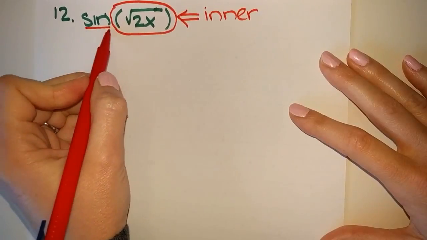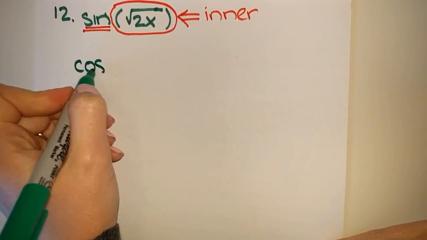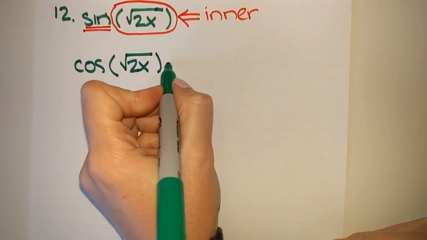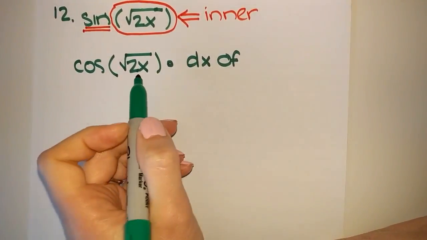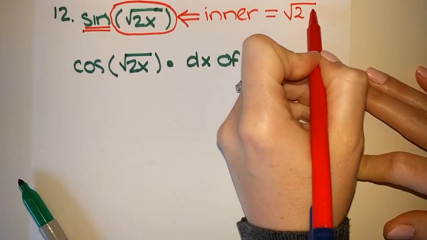So we take the derivative of the outer. The derivative of sine is cosine. Keep the inner fixed, and then multiply by the derivative of the inner. Now in this case, our inner function is the square root of 2x.